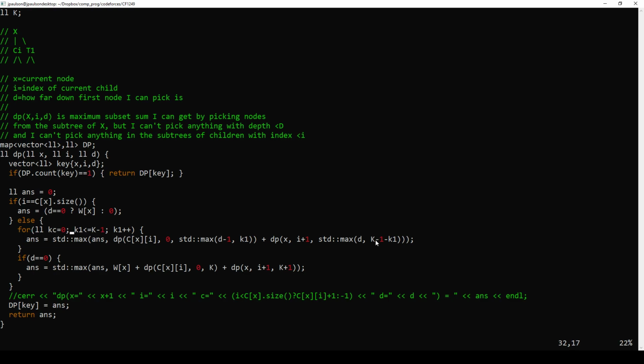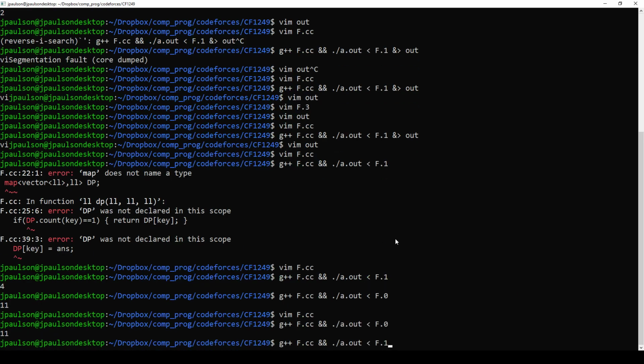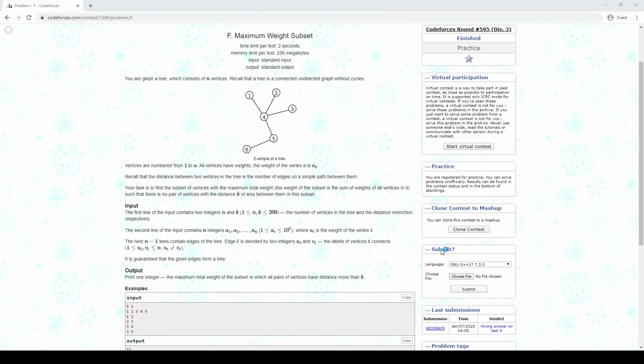How about kc? If kc is 0 and k is 1, then we still can't pick x because we might pick Ci. So that means this needs to be 1 and not 0, so it should be k minus kc. Yeah, that seems right. Okay, we submit.